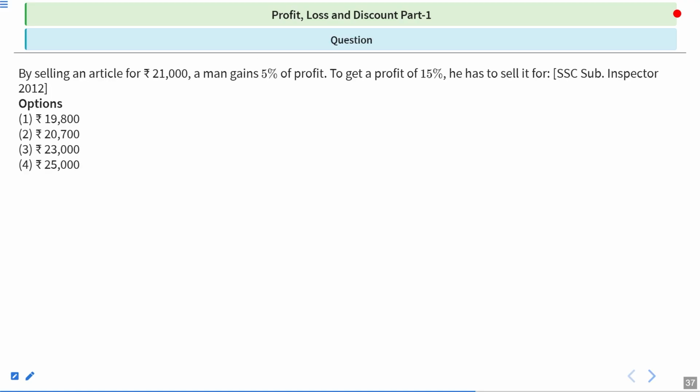By selling an article for rupees 21,000, a man gained 5% profit. To get a profit of 15%, he has to sell it for. And this question was asked in the SSC Sub Inspector Exam 2012. Now there are four options of this question. First one is 19,800, second is 20,700, third is 23,000 rupees, fourth is 25,000 rupees. Now you have 10 seconds to solve this question. Your time starts now.